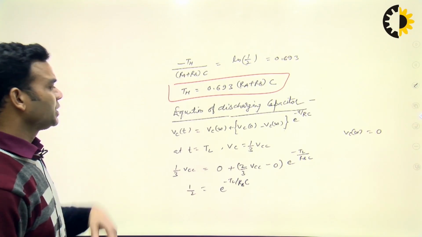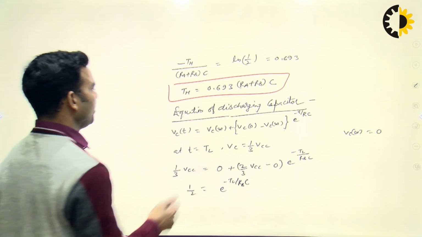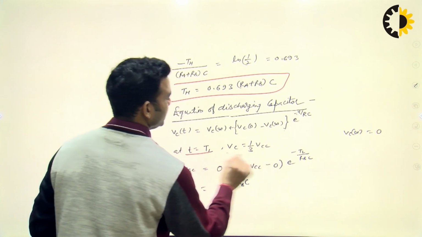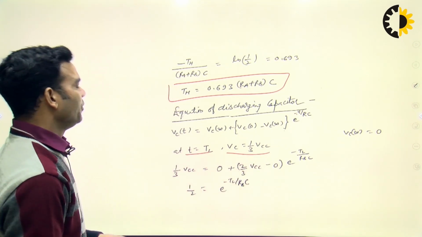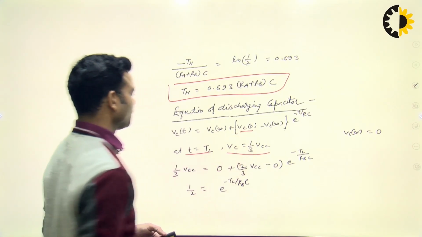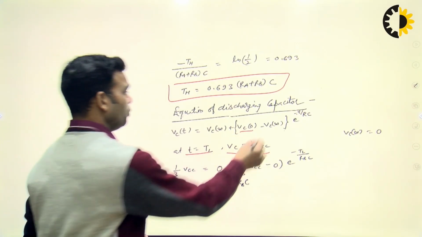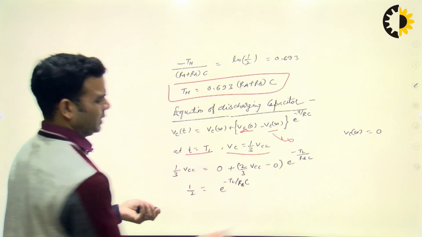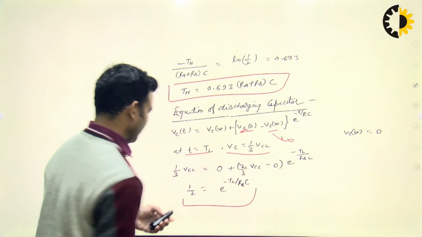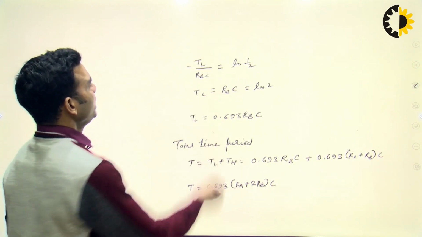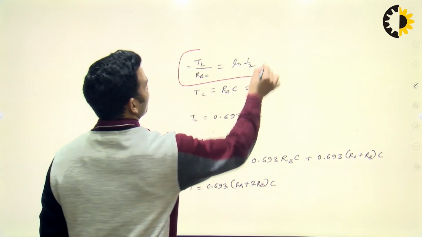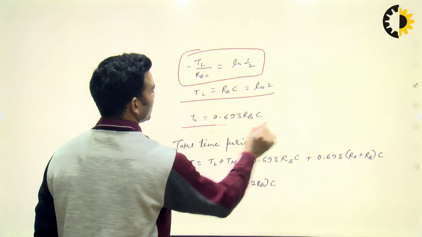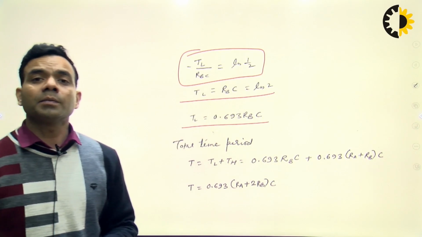Now the equation for discharging. I will represent the time by TL, and VC is 1/3 VCC, and VC0 is... sorry, VC infinite is 0. If you solve it, it is a very simple mathematical equation. You will get minus TL upon RBC is equal to ln 1 by 2. So TL is equal to RBC ln 2. So TL is equal to 0.693 RBC.